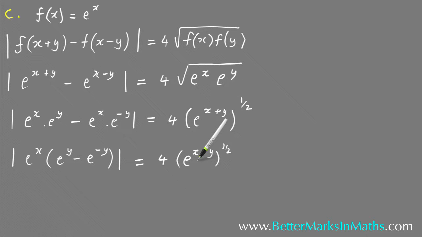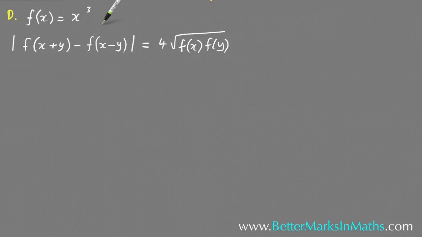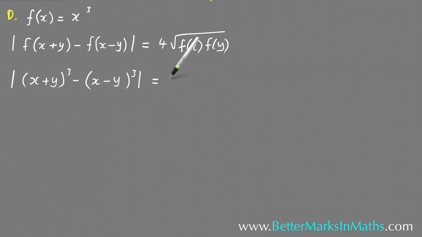So now onto the last two parts, D and E. Part D, f of x equals x cubed. Applying this equation to that function, it becomes the absolute value of, replacing the x with x plus y, you get x plus y cubed minus x minus y cubed, in absolute value brackets. And then for f of x is x cubed, and f of y would be y cubed.